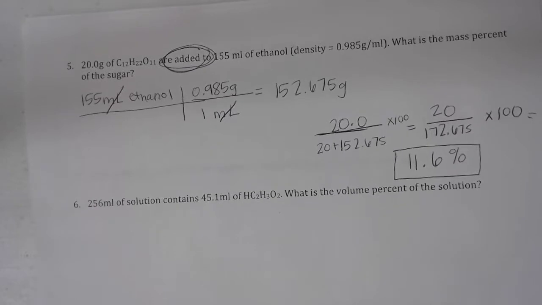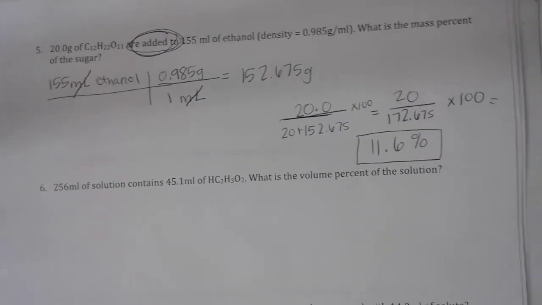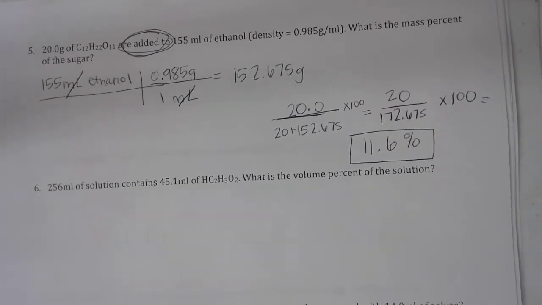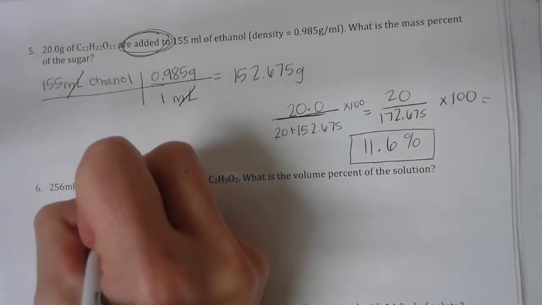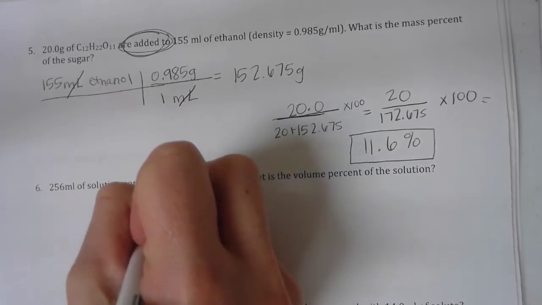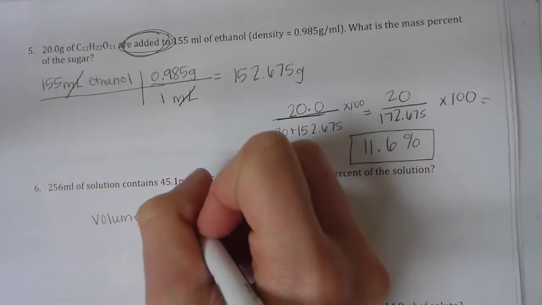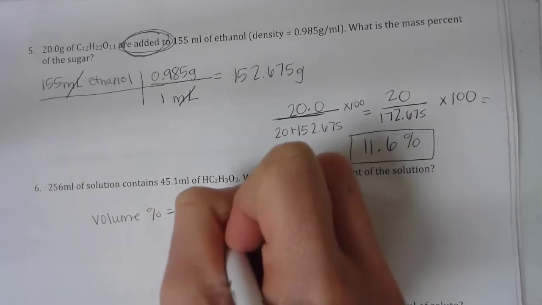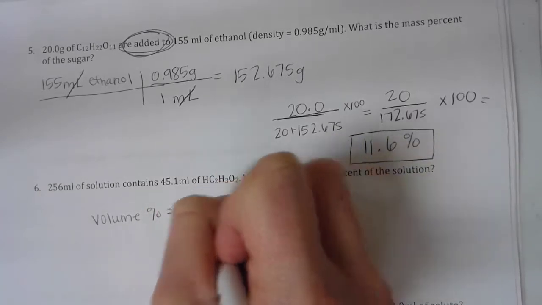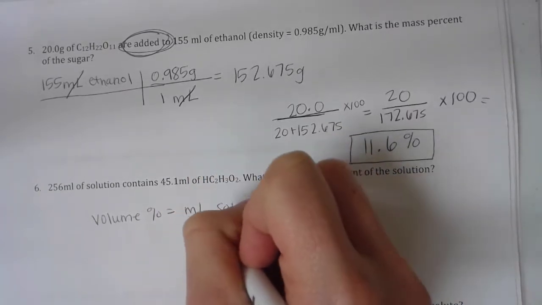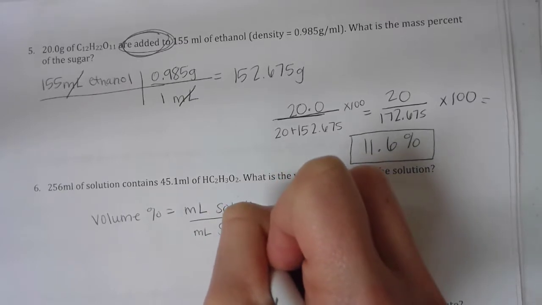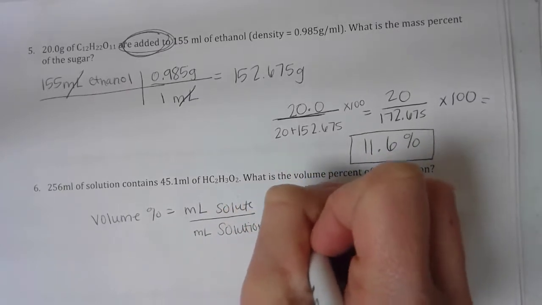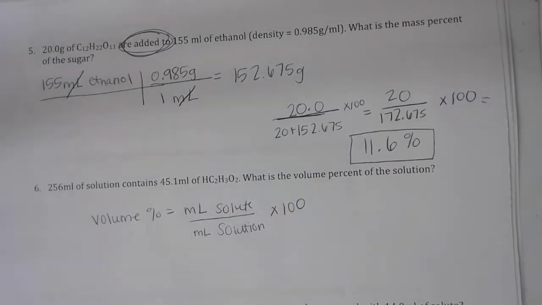Number 6 changes to volume percent. Similar formula. It's going to be milliliters of solute over milliliters of solution times 100. I'm just going to write that out once, and then you can use it from there on each one. So milliliters of solute over milliliters of solution. You can use milliliters in this equation. And of course, times 100, which basically changes the decimal to a percent.